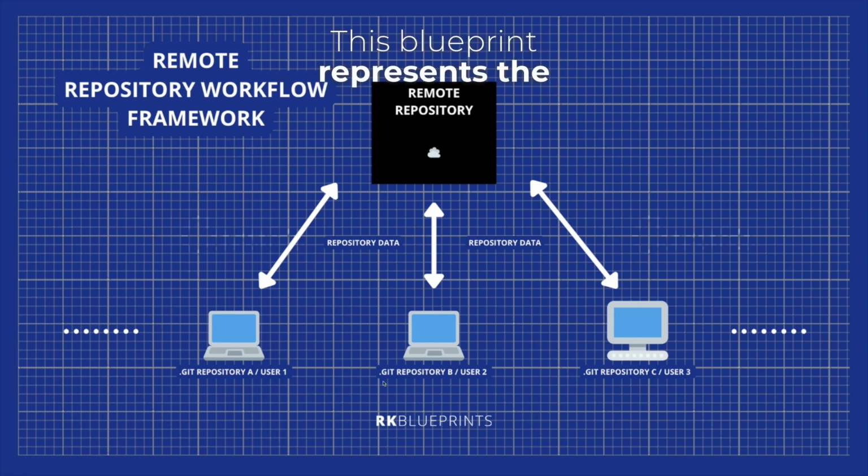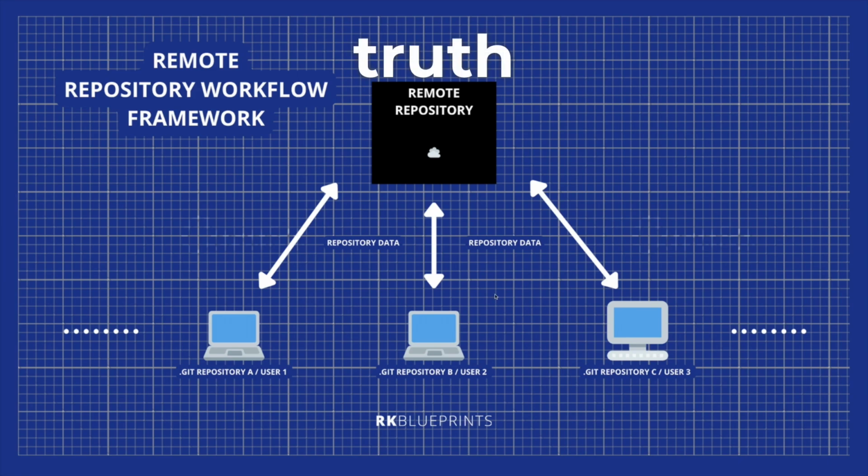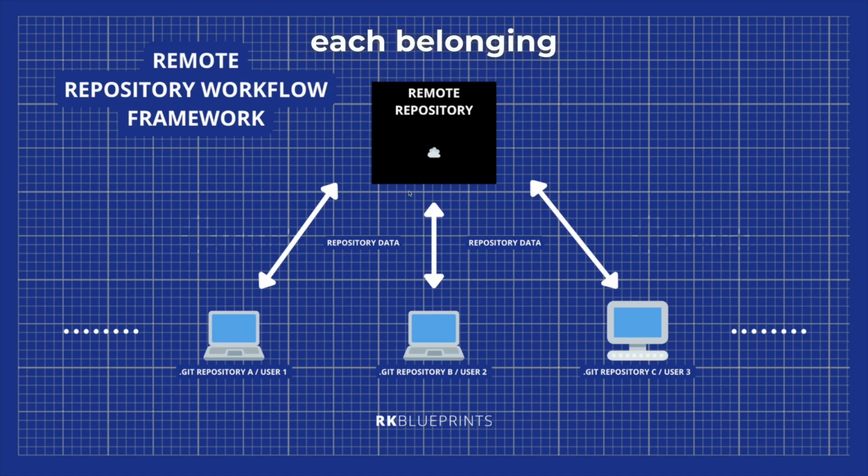This blueprint represents the remote repository workflow framework. At the top, you see the remote repository. This is the shared source of truth, usually hosted in the cloud. Below it are multiple local repositories, each belonging to a different developer or operator. Each person has their own environment, their own copy of the code, but everyone connects back to the same remote system.